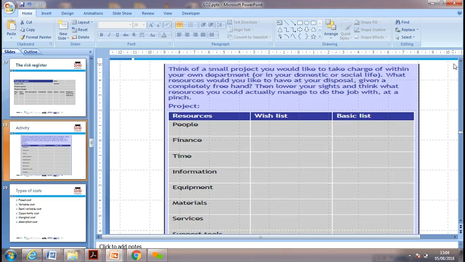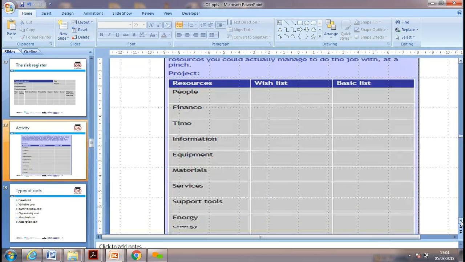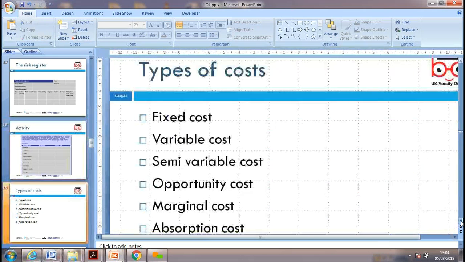Depends. If you're working, you need to look around. You have people resources, you can list them, basically list them: finance, time, information, equipment, material, how much you require, service and all. This is just a list. If you're working in an organization, that will help.